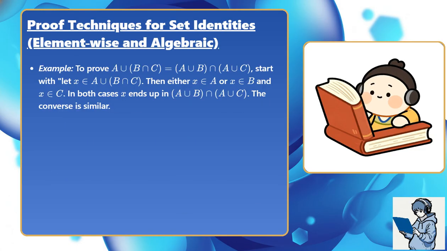Example: to prove A union (B intersect C) equals (A union B) intersect (A union C). Start with: let x be in A union (B intersect C). Then either x is in A, or x is in B and x is in C. In both cases, x ends up in (A union B) intersect (A union C). The converse is similar.